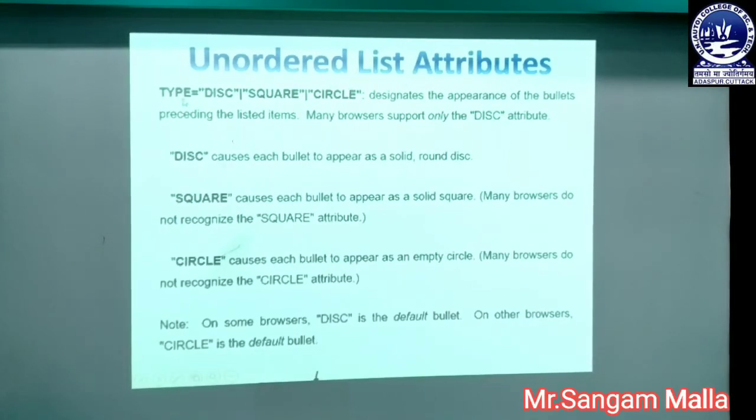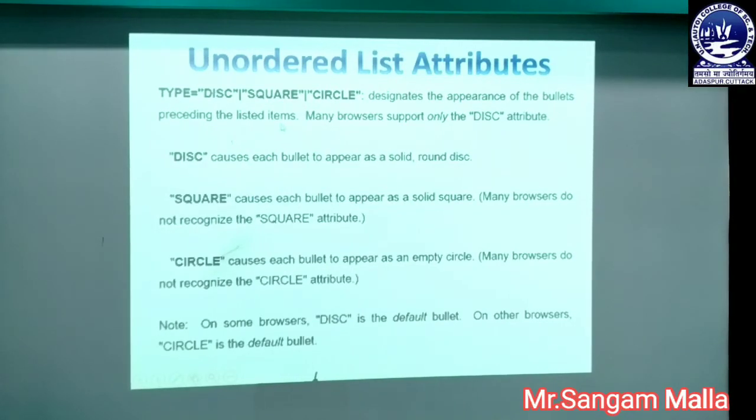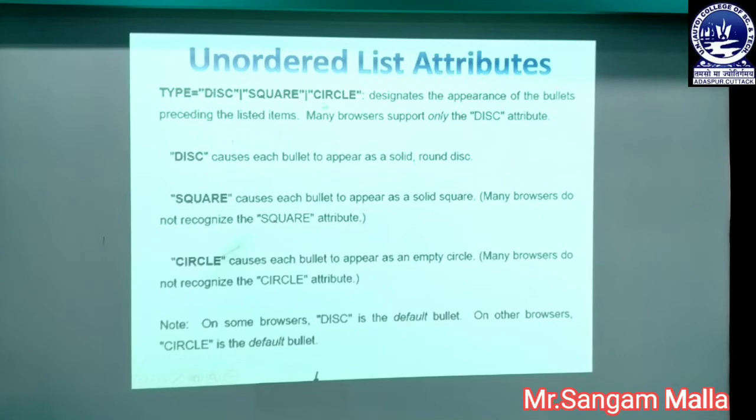The first, common attribute of an unordered list is type. The type attribute has three values, that is disk, square or circle, which designate the appearance of the bullets preceding the listed items. Many browsers support only the disk value. Actually, the unordered list attributes are browser dependent. That means some of the values or attributes are not supported by the browsers. Normally there are three values of the type attribute, that is disk, square and circle, but it is not necessary that we will be using only these three values.